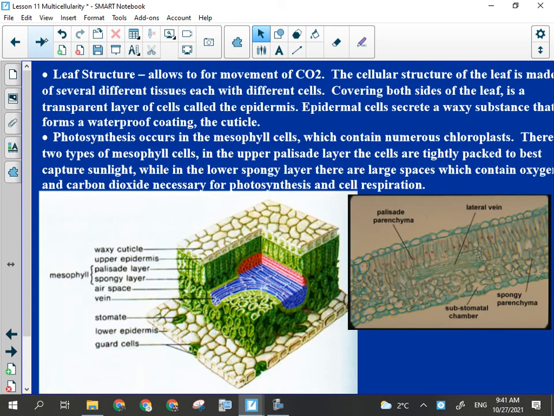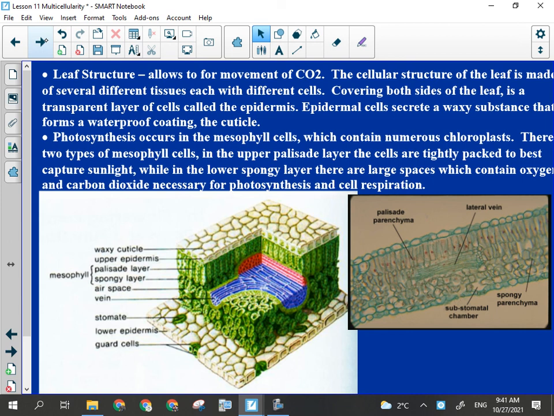This is our main example of specialization. The layers of the leaf. You looked at this in the cell anatomy lab, right? The layers of the leaf is going to be our number one example of specialization. So really make note of this, because I will ask you about this on the test, I guarantee it, okay? Layers of the leaf explain how this shows true multicellularity. Now I'm gonna explain it, okay?